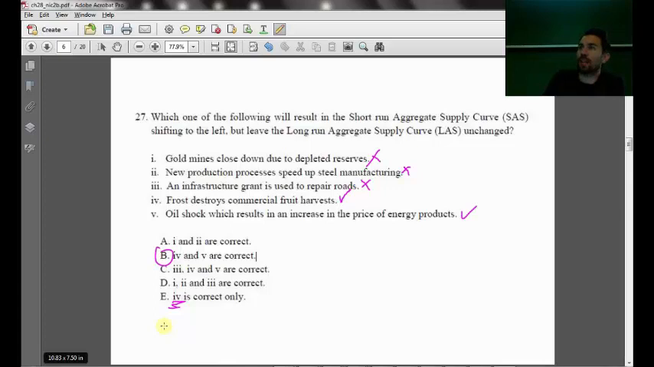Yeah, it is a kind of a subtle difference, but it's the most important difference of the whole distinction between the long and the short run. Okay? So a long run effect will also have a short run effect, but a short run effect doesn't necessarily mean there's a long run effect.